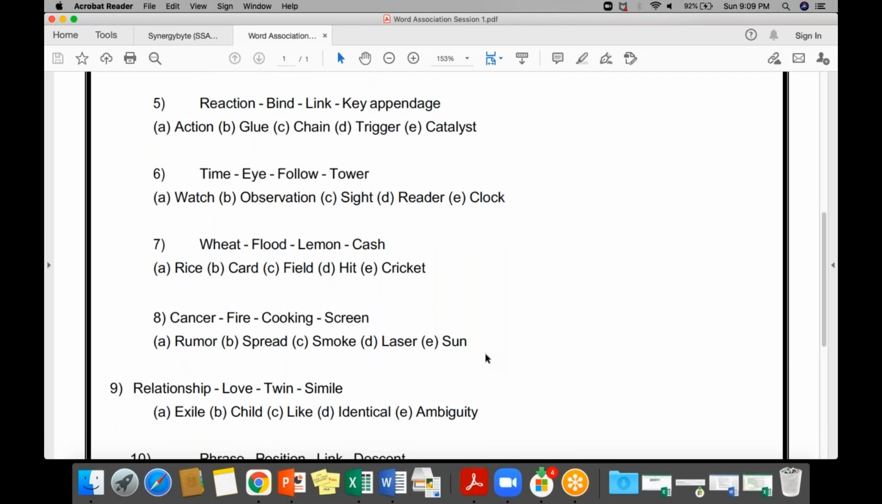Tell me question number 10. Question number 9. Relationship, love, twin, and simile will go with which word? Exile, child, like, identical, or ambiguity. This is an easy one. All of you should get it correct.